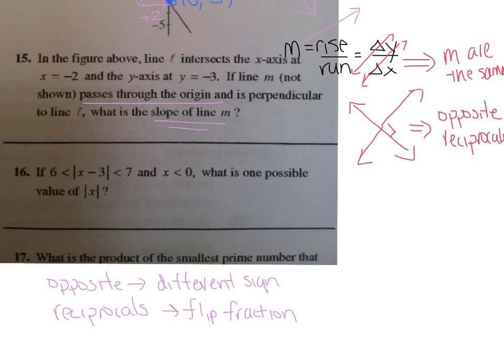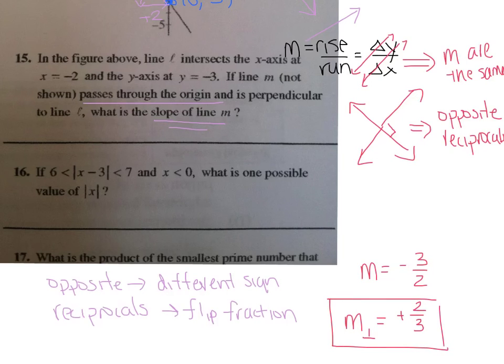So right now our original slope, just as a reminder, was -3 halves. To make them opposite, the slope of our perpendicular line for line M needs to be the opposite sign, so it's going to be positive, and it needs to have the fraction flipped over. So we're going to have +2/3. And that would be the slope of our perpendicular line.